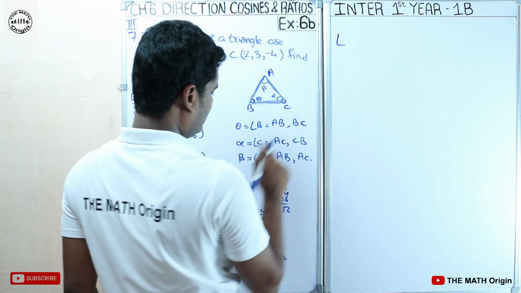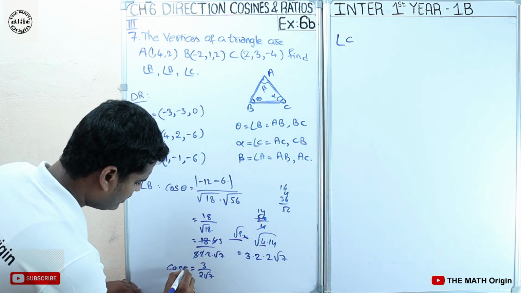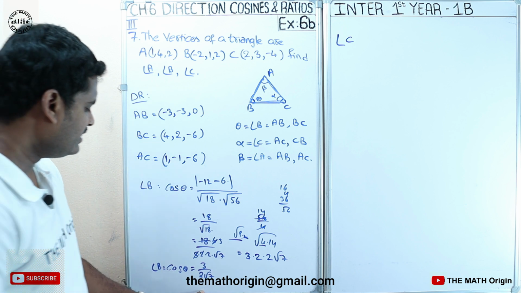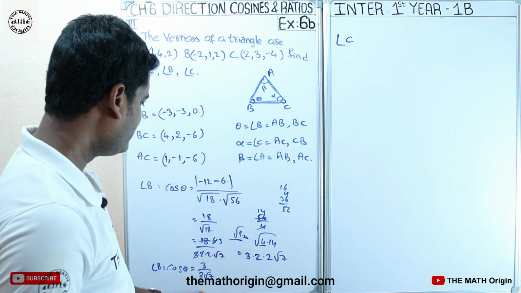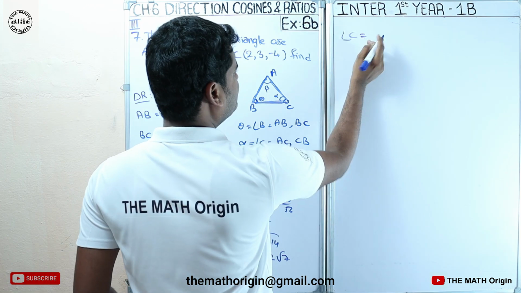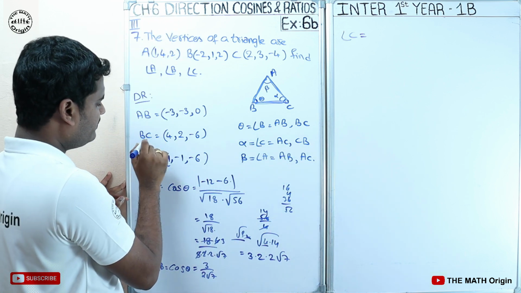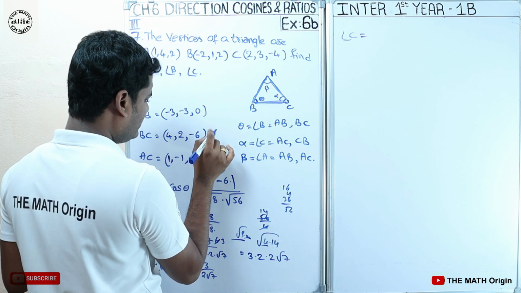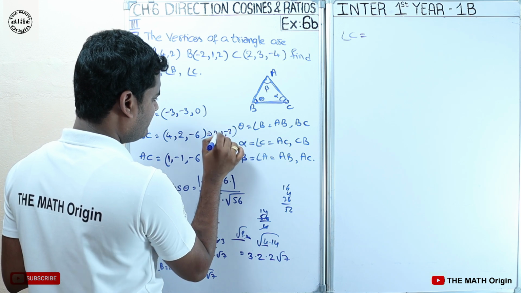Next, let's find angle C. Cos theta is equal to, therefore, angle B, which is 3 by 2 root 7. And in the same way let's find out for angle C. Okay, for angle C it is AC and BC. So here we got the BC value as 4, 2, minus 6. We can further refine it to 2, 1, minus 3.